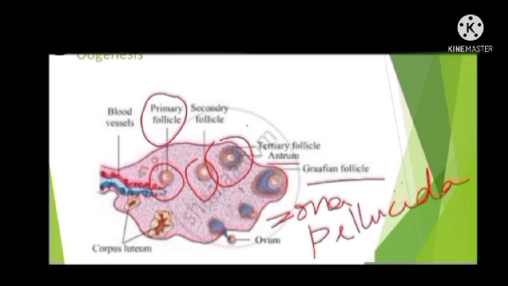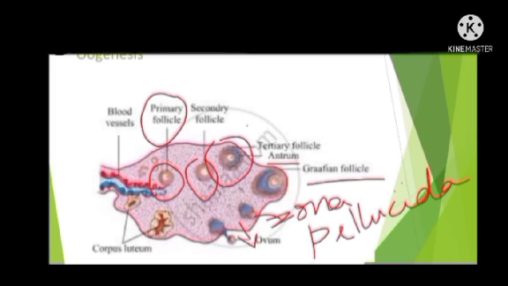So inside the Graafian follicle, the secondary oocyte forms a new membrane called the zona pellucida. Now the Graafian follicle will be rupturing. Here you can see it ruptures and it releases the ovum. The Graafian follicle ruptures and the ovum, actually the secondary oocyte, will be released out from the ovary.